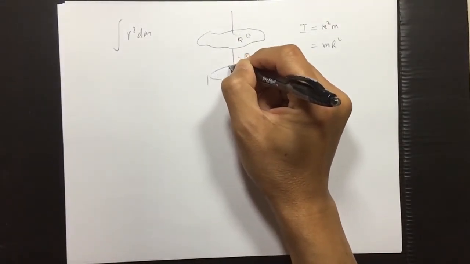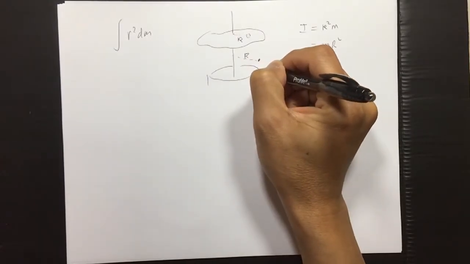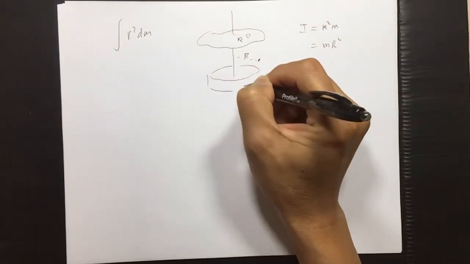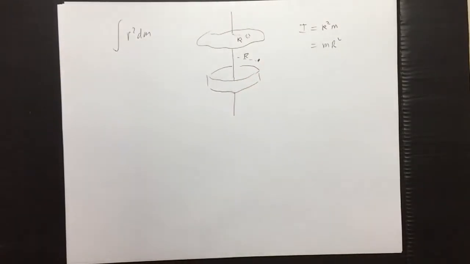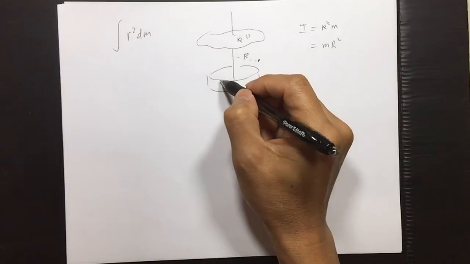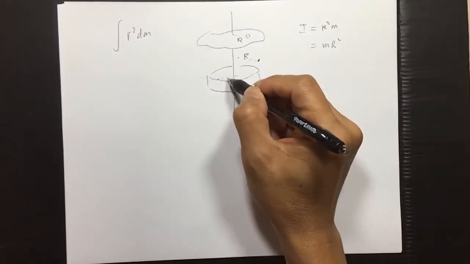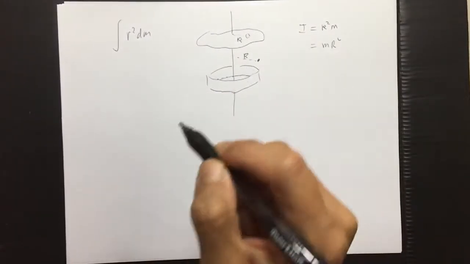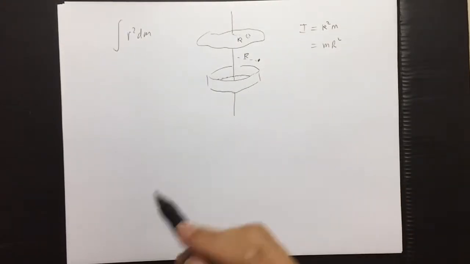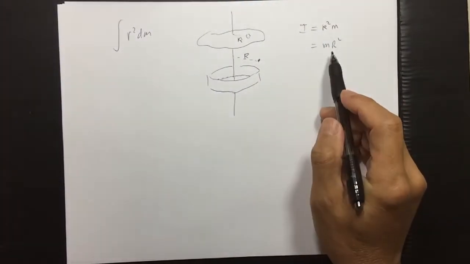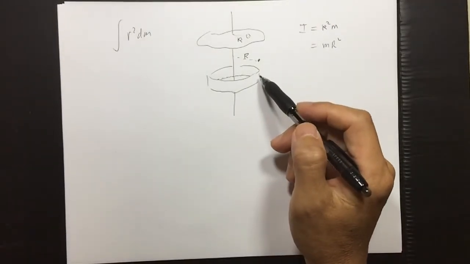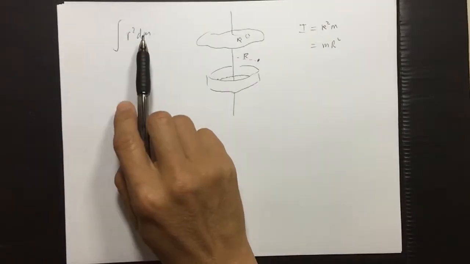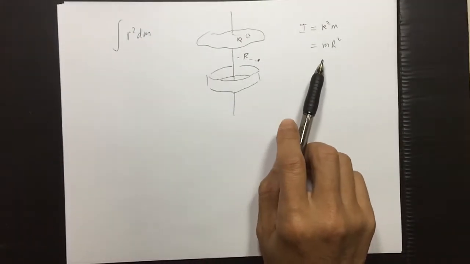Likewise, if it's a cylinder like this, and it's just the skin, no mass in the middle, it's also m r squared. That makes sense, because all the mass is on the outer edge, so all the mass has the same r, and you integrate them up.